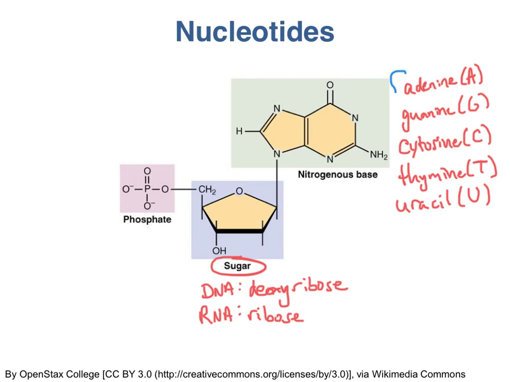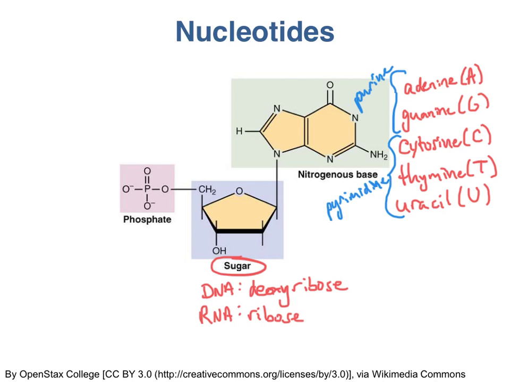Adenine and guanine are what are called purine bases. That means that they have a 2-ring structure, like illustrated here. Cytosine, thymine, and uracil are the pyrimidines. They just have a slightly different structure in their nitrogenous base. They only have 1 ring. Adenine, guanine, and cytosine are used by both DNA and RNA. But thymine is only used by DNA, and uracil is only used by RNA.